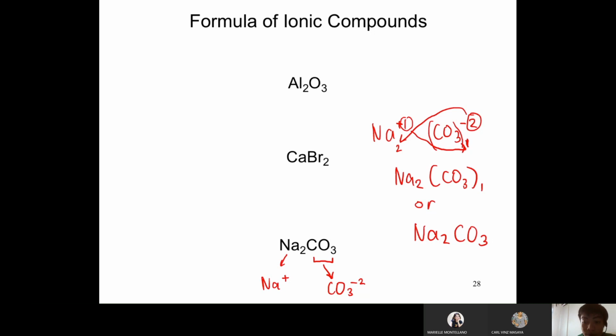So let's verify, no? Mamaya marami tayong example, don't worry. Verify natin kung tama yung ating formula, no? So, for sodium, positive 1 charge yan. Ilang sodium meron tayo? 2. Okay? So, 1 times 2 is 2, positive, no?